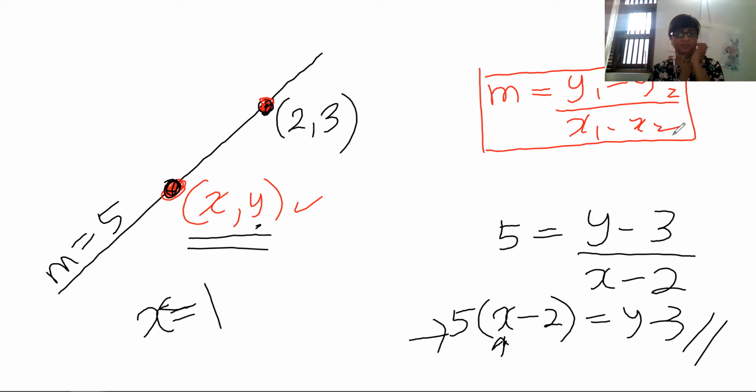If we didn't know both x and y, can we find them both? What do you mean by that, Senith? That is what we are doing. We do not know both x and y.